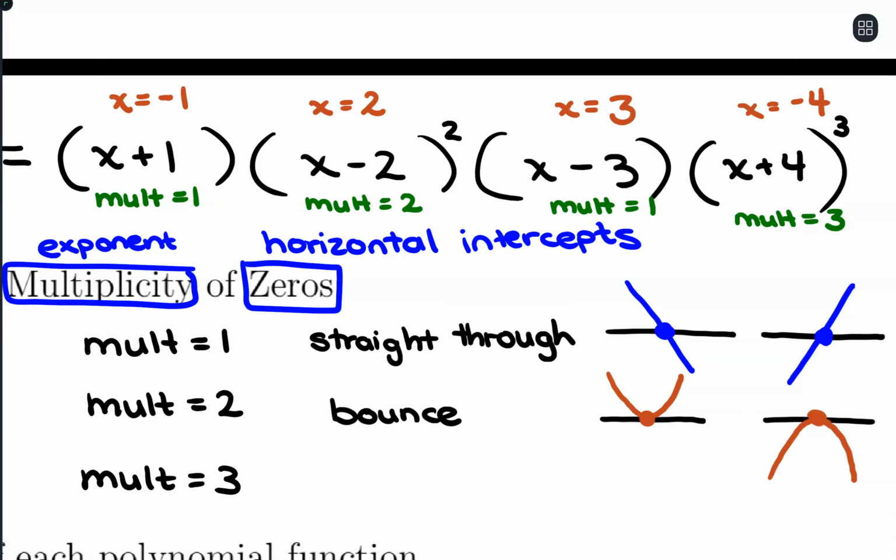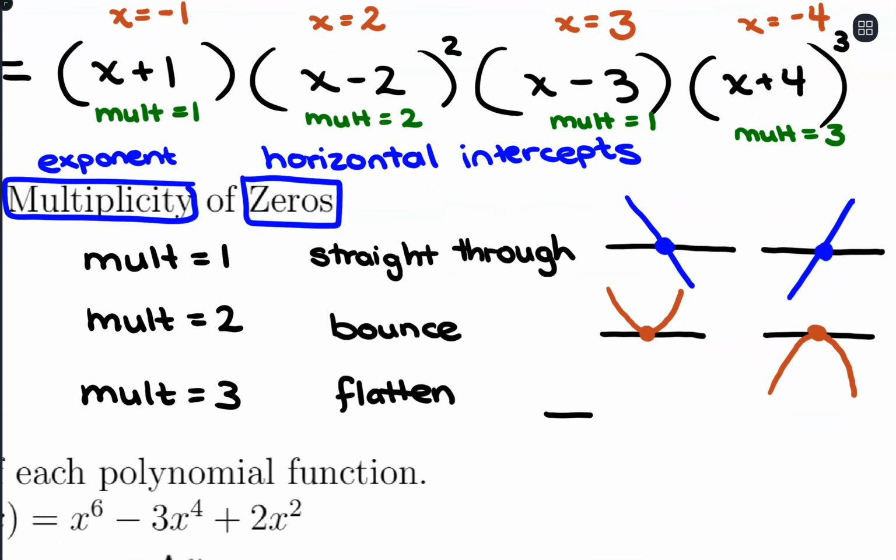And then the multiplicity of 3 is where we flatten, much like what we see when we look at x cubed. So our 2 scenarios here: say I have my horizontal intercept. If we're starting above the x-axis, we're coming down, and then we flatten across that x-intercept and go through below. And if we started below, we would be coming up, flatten, and go up, like our cubic function.